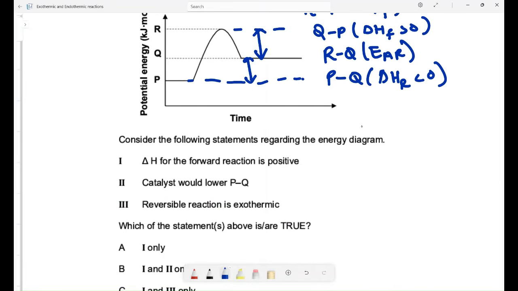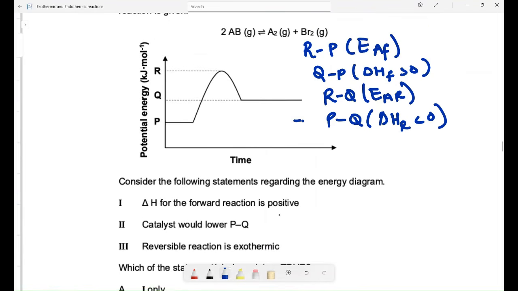Consider the following statements regarding the energy diagram. Change in H for the forward direction is positive. Can you see that? The forward direction is endothermic, so the change in H is greater than 0. Yes, it's positive indeed. This one is correct. We also indicated for the forward it is greater than 0.